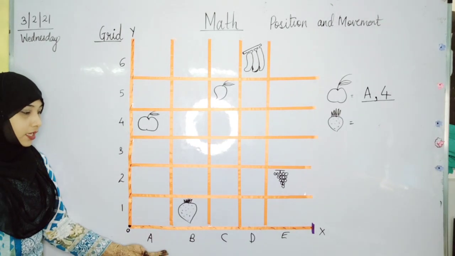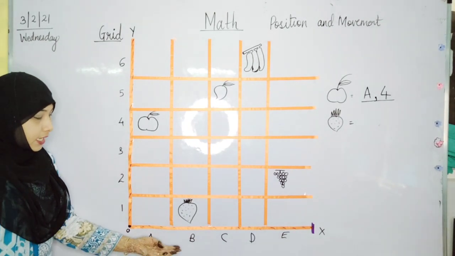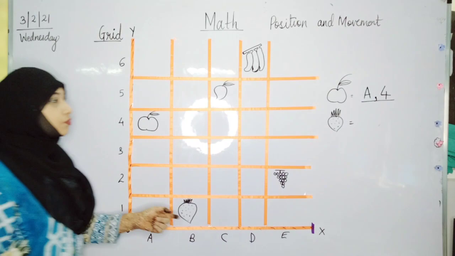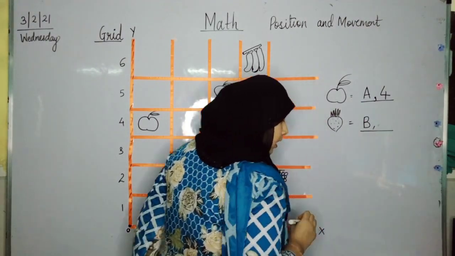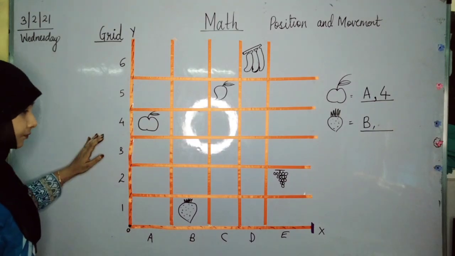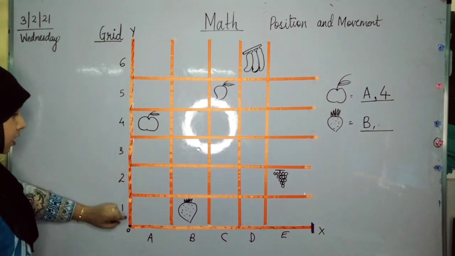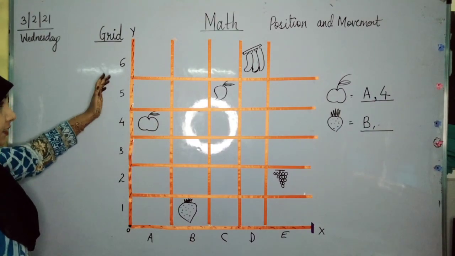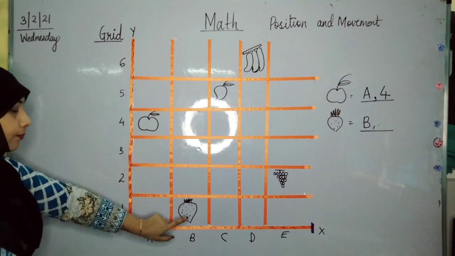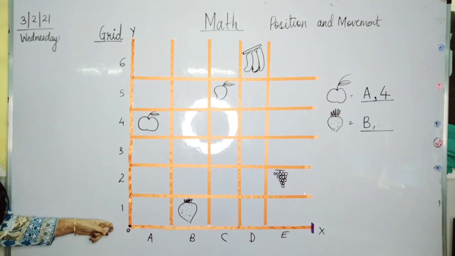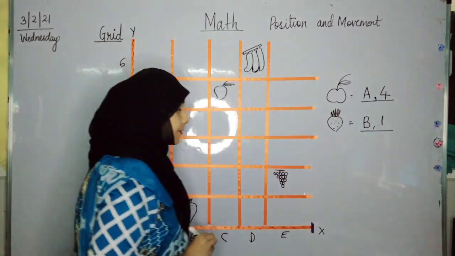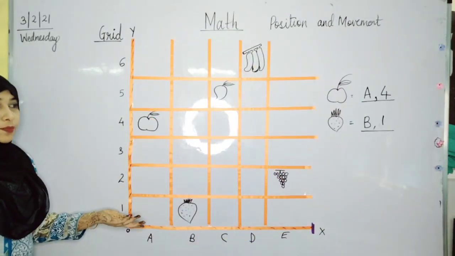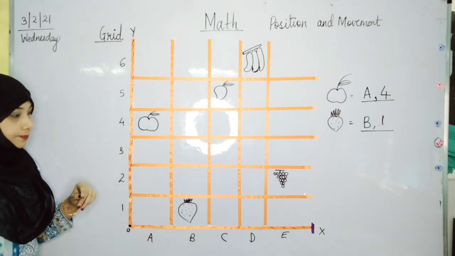You will see on the x-axis? It is B. So we will write B over here. Now the next one. We come to the y-axis. Where is strawberry on the y-axis? It is on 1. So we will write B1. Now we know the position of the strawberry also.